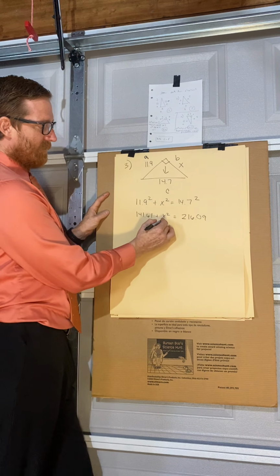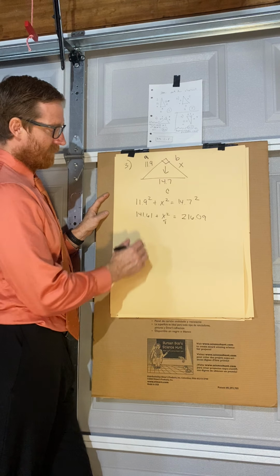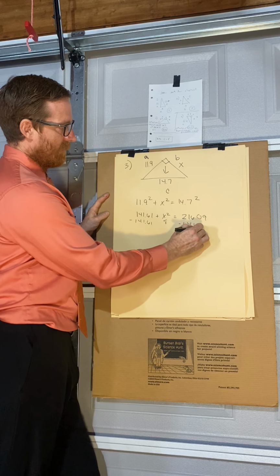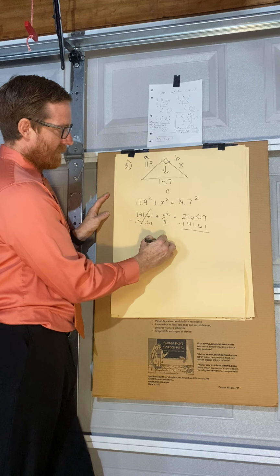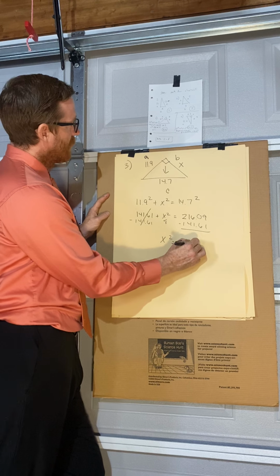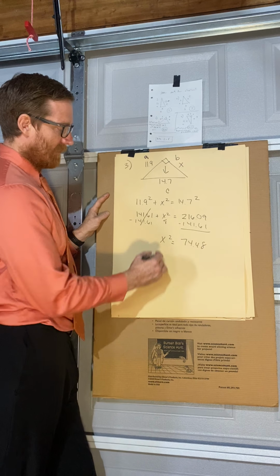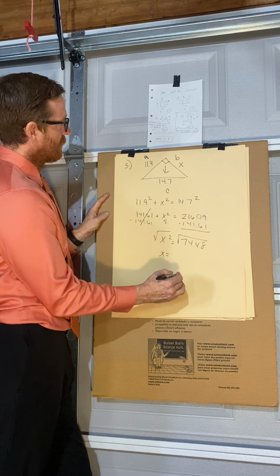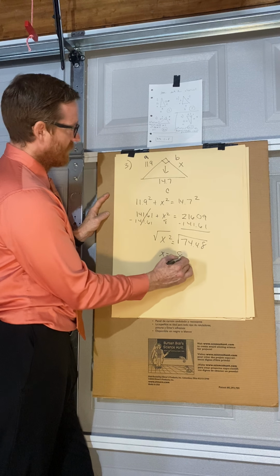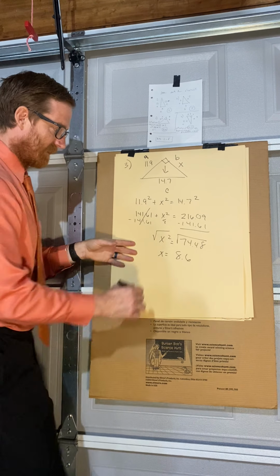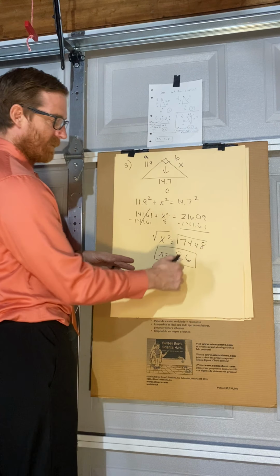And we have that same situation where the leg is what we're solving for, so we need to subtract 141.61 from both sides. And we end up with x squared over here, and we get 74.48 over there. Last step, square root, and you get x equals, I believe, 8.6, 8.5 something. 8.6 is the final answer here. We're rounding to 1 decimal place.